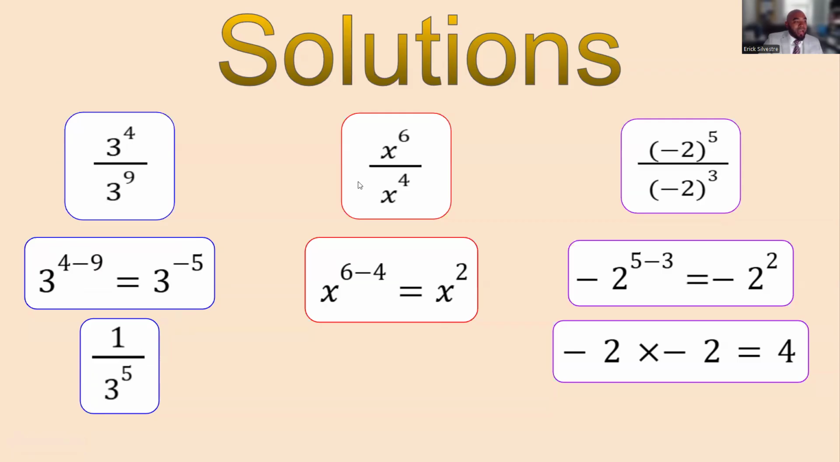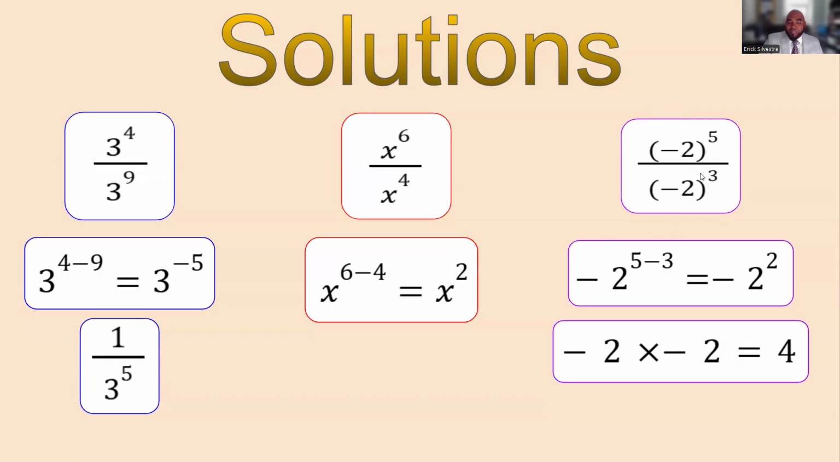All right. Now I have x to the 6th power divided by x to the 4th power. Same base. I know I have to subtract my exponents, so 6 minus 4 gives me 2. So my final answer is x to the 2nd power. All right. And here I try to trick you. I have -2 raised to the 5th power divided by -2 raised to the 3rd power. The base is not changing anything in the exponent. My base is still -2.